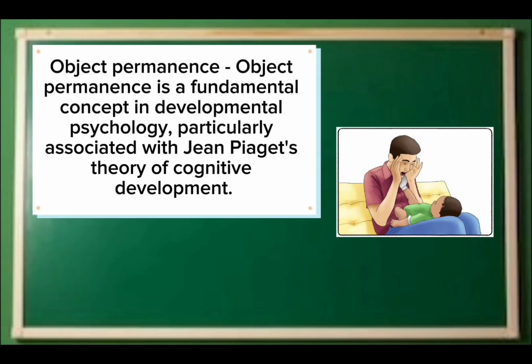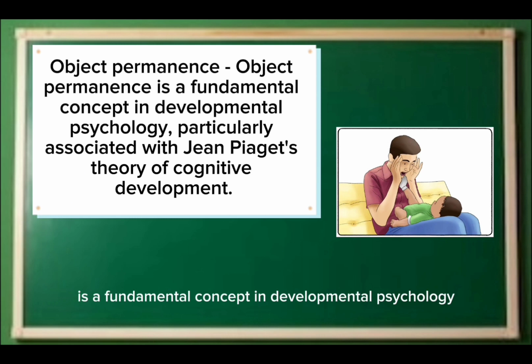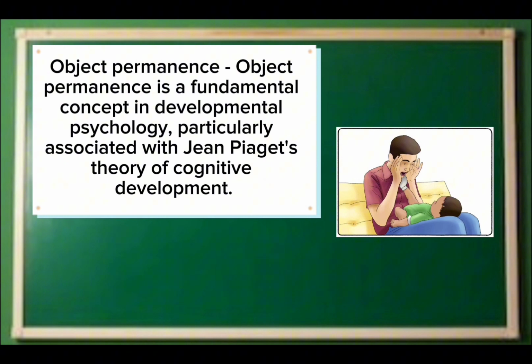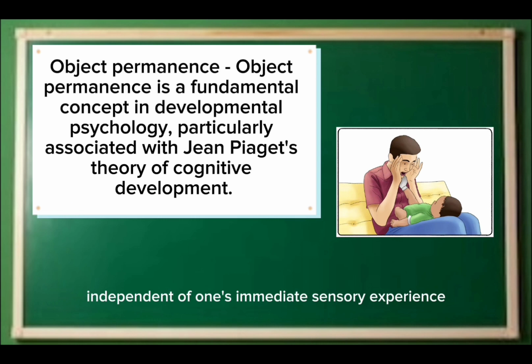Object permanence. Object permanence is a fundamental concept in developmental psychology, particularly associated with Jean Piaget's theory of cognitive development. It refers to a child's understanding that objects continue to exist even when they are out of sight or no longer perceptually available. In other words, it's the realization that objects have a permanent existence independent of one's immediate sensory experience.